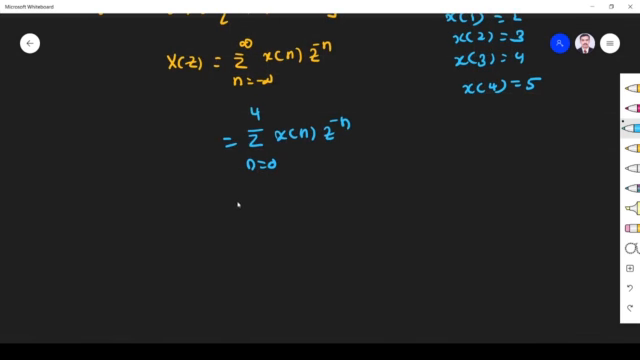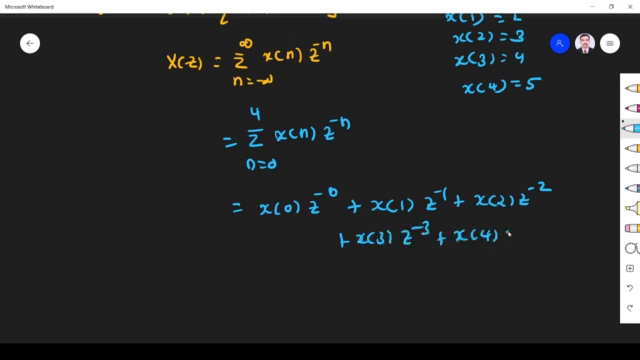Okay, so here you see first n is 0. If you substitute n is 0, this is x of 0 z power minus 0. Then plus n is equal to 1, so x of 1 z power minus 1. Then n is equal to 2, x of 2 z power minus 2, plus x of 3 z power minus 3, plus x of 4 z power minus 4. When n is equal to 4, the sequence stops.